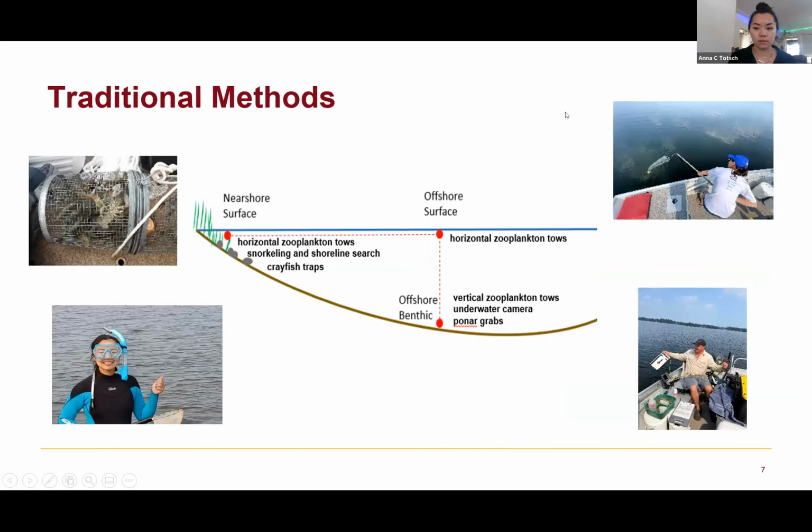We also did some traditional methods. At the nearshore surface, we did horizontal zooplankton tows, snorkeling, and shoreline searches with crayfish traps. At offshore points, we did horizontal zooplankton tows, vertical zooplankton tows, underwater cameras, and Ponar grabs in order to show that we actually did the traditional methods of looking for invasive species.